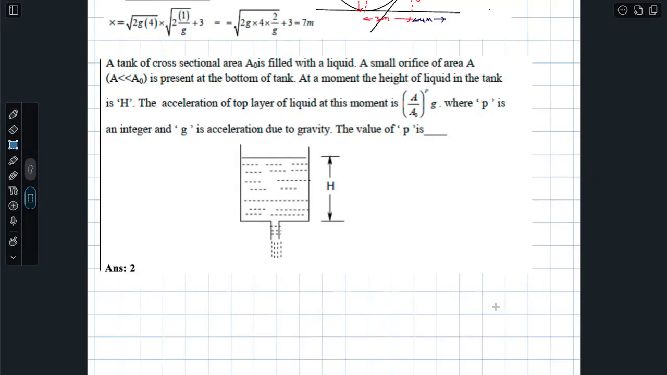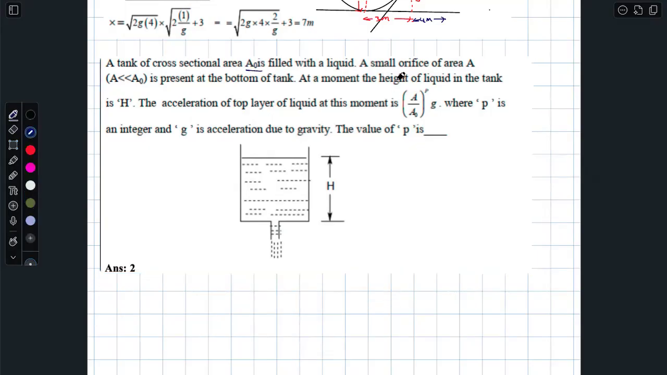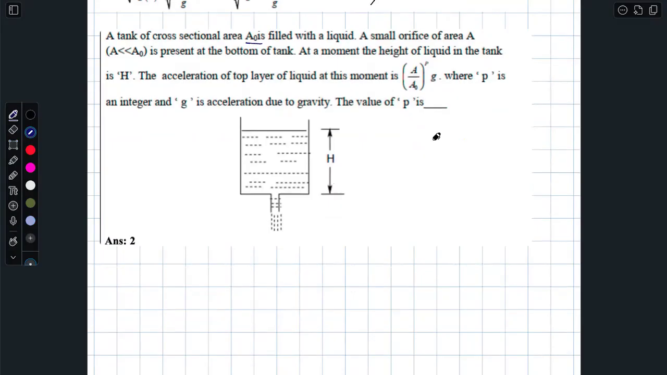I have to put more questions actually, many, but okay. Right. A tank of cross-sectional area A0 is filled with a liquid. A small orifice of area A, which is very small when compared to A0, is present at the bottom of the tank. At the moment, the height of the liquid in the tank is h.